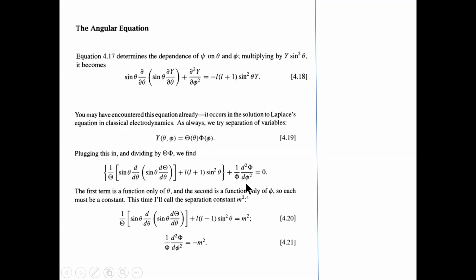So you separate them and write them equal to some constant, the separation constant. That is what is being done here. Two equations are separated and written out equal to some separation constant. Now let's solve each of these equations.